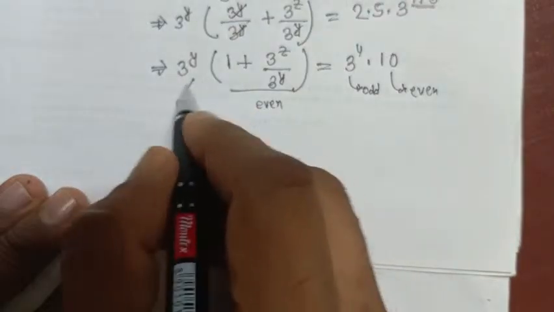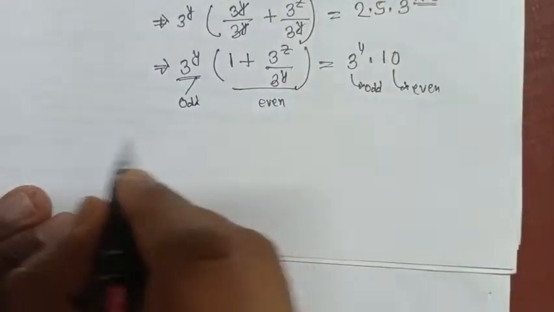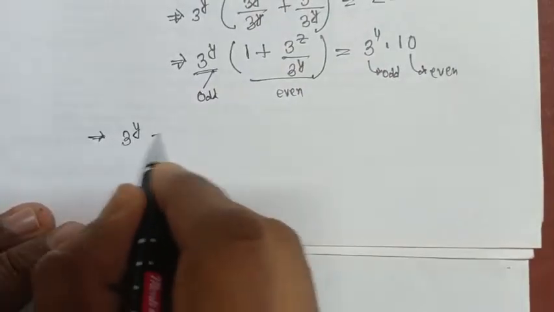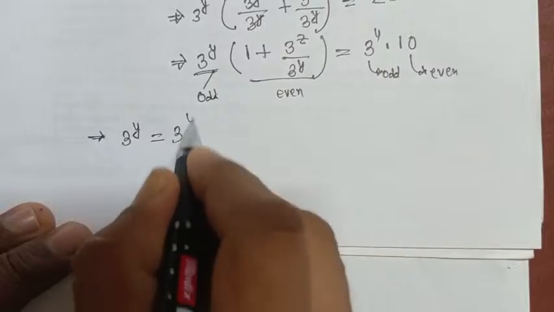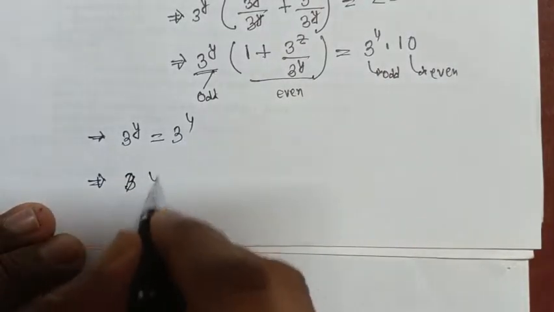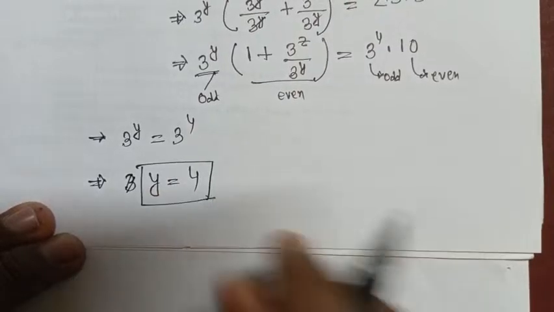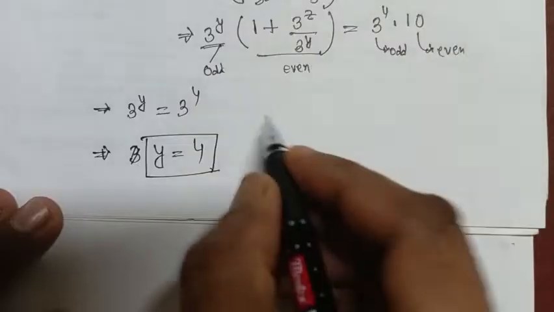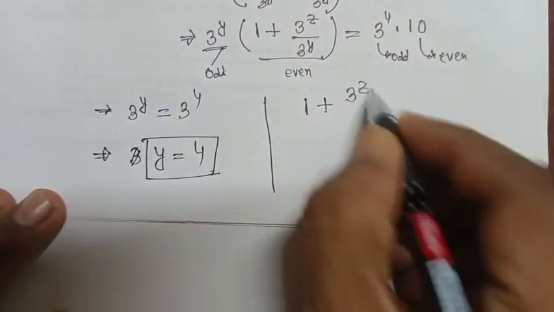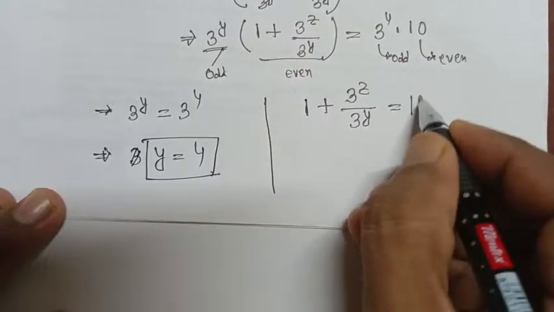If you compare both sides, base the value, we can write e to the power y is equal to e to the power 4. Again we can get y equals to 4, and the other part will be 1 plus e to the power z by e to the power y is equal to 10.